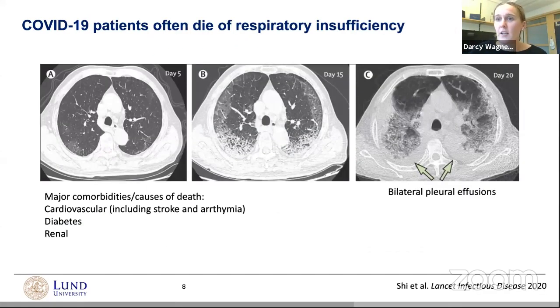Again, a reminder that I just showed you that the highest infectivity and expression of ACE2 is in the upper airways, but this is actually not why patients are dying. Patients die of respiratory failure, respiratory insufficiency, and this is happening in the distal regions, not necessarily correlating with high levels of the receptors for viral intake. We also know by now that there are major comorbidities underlying this, as well as additional causes of death. This includes cardiovascular causes, including stroke and arrhythmia, as well as diabetes and renal failure.